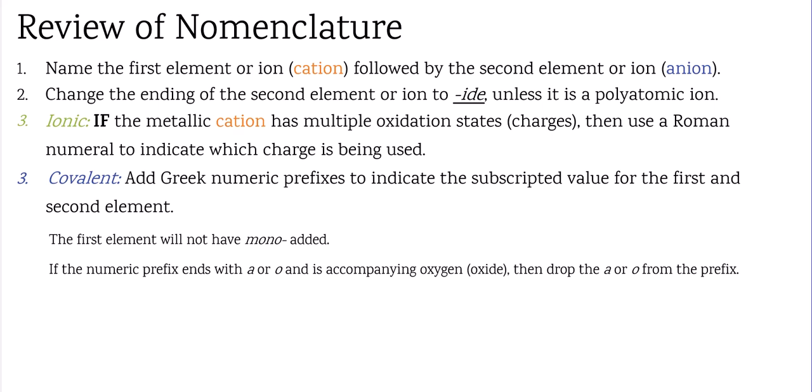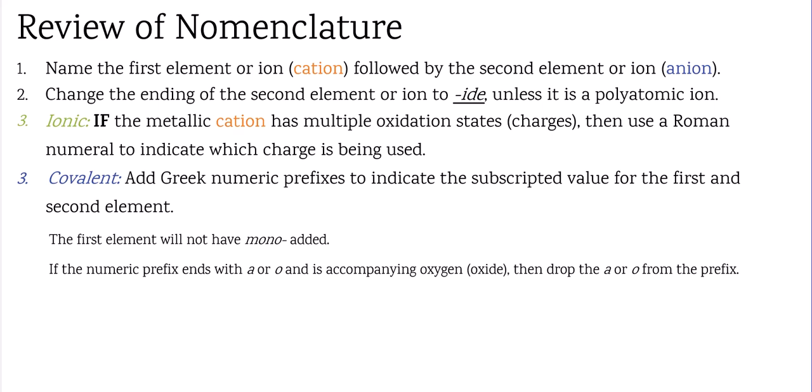But you're going to have to figure out which Roman numeral to use, and it is going to indicate the charge that is used. So a positive 1 charge gets a Roman numeral 1. A positive 3 charge would get a Roman numeral 3, which is 3 capital I's. Again, it's conditional, so it doesn't always happen. With covalent compounds, you do need to do this. There are some little issues. They're shown in the smaller font there.